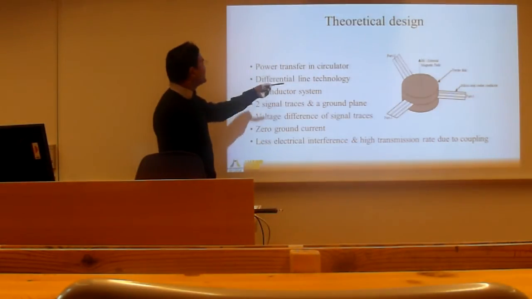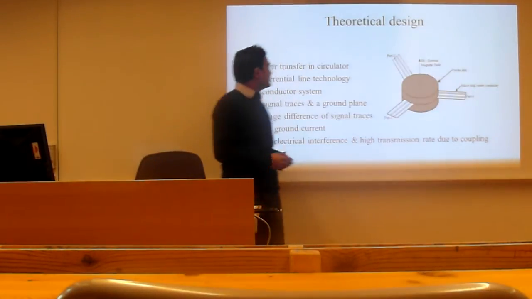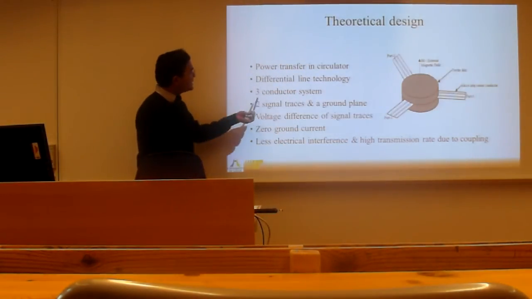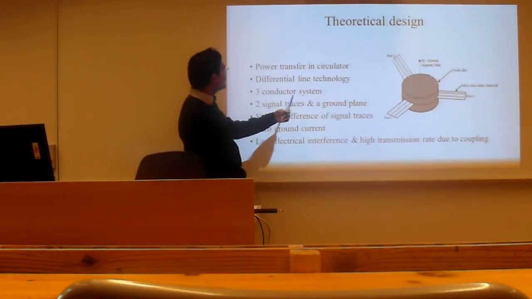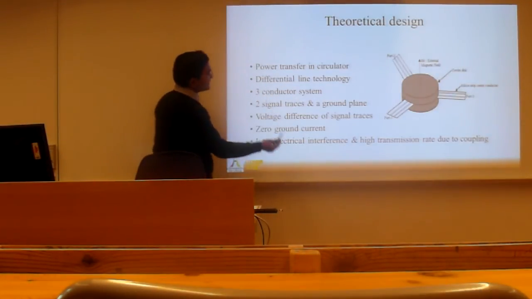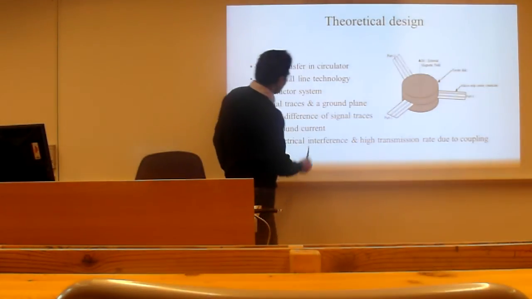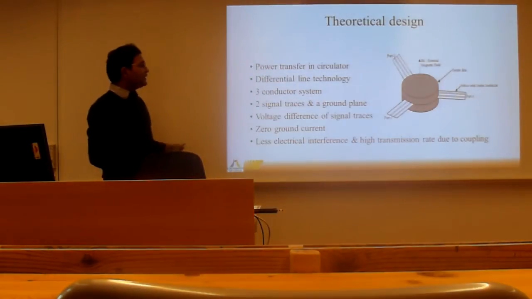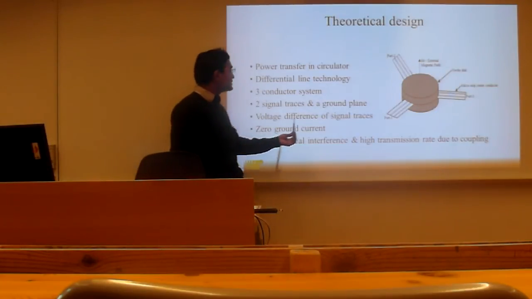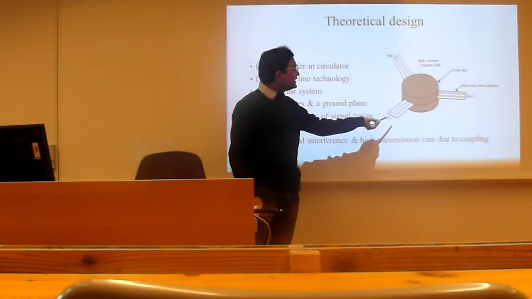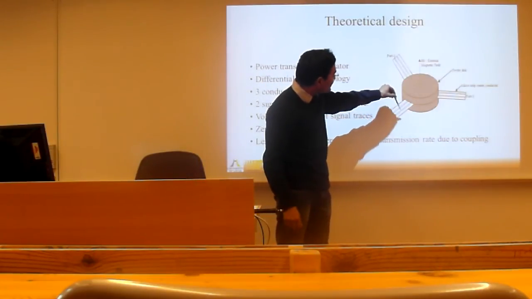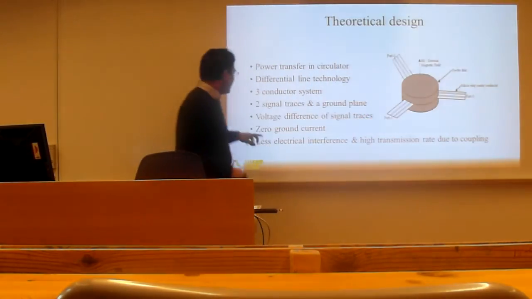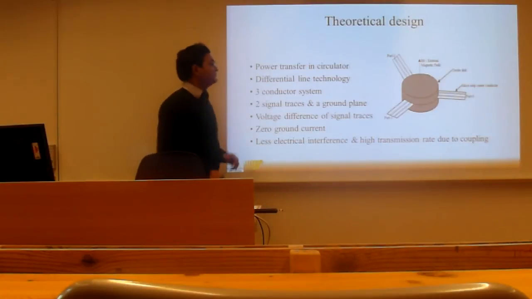This is the differential line technology in the microstrip line. This contains a three conductor system, which has two signal traces, 1 and 2, and a ground plane at the bottom. Here, the signal is the voltage difference between these two signal traces, with zero ground current.